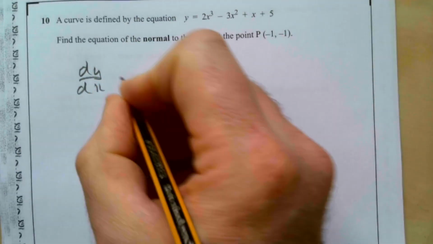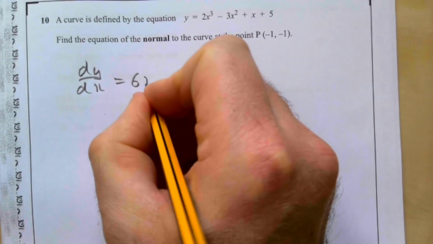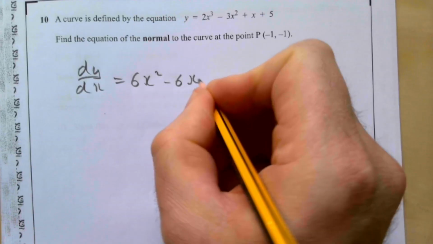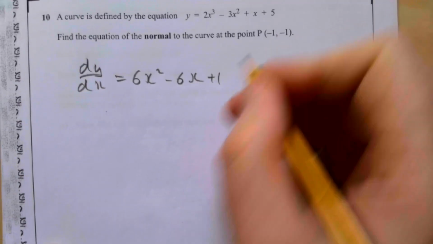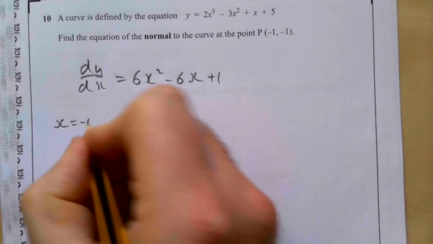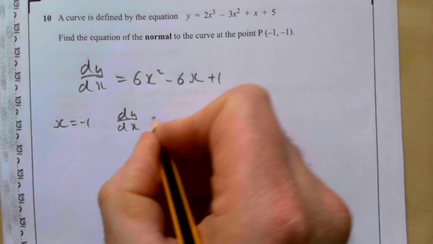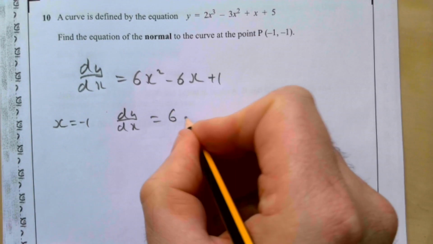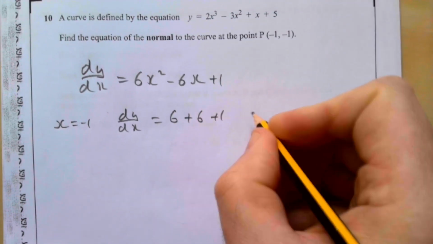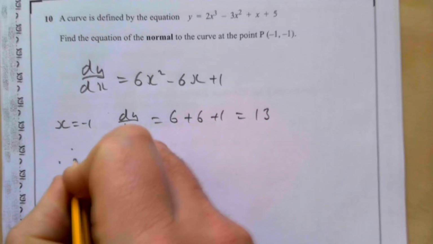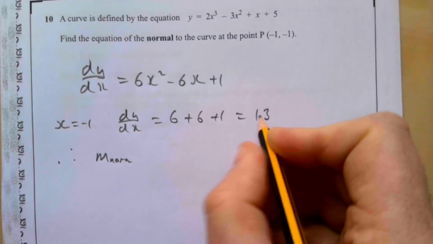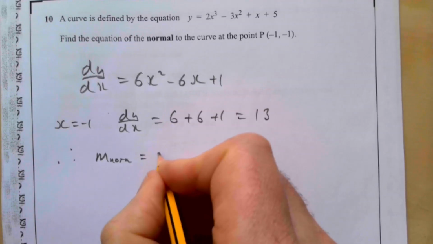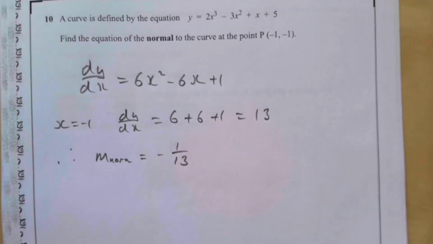So first of all, dy by dx gives me 6x squared minus 6x plus 1, and I'm trying to find the gradient whenever x is minus 1. Minus 1 squared, so that just gives me 6 plus 6 plus 1, and that gives me 13. Therefore the gradient of the normal is going to be the negative reciprocal of that, so that's minus 1 over 13. It's not a lovely equation to have, but that's okay.